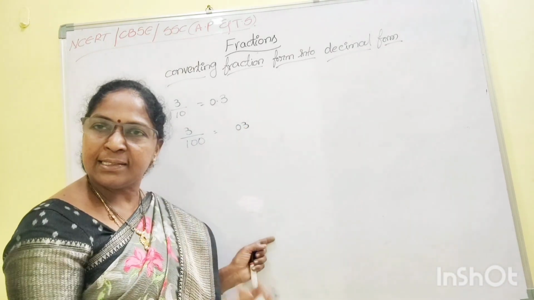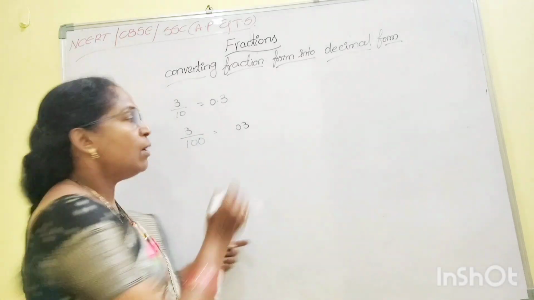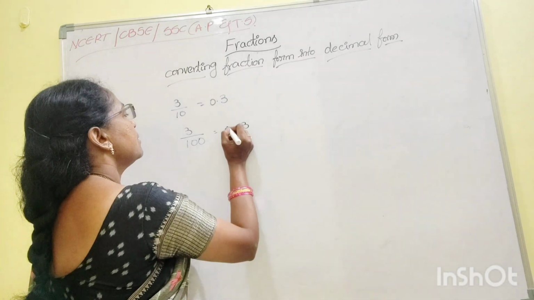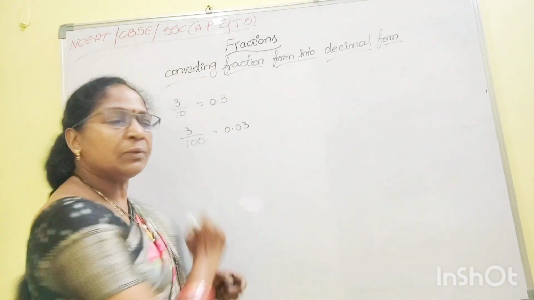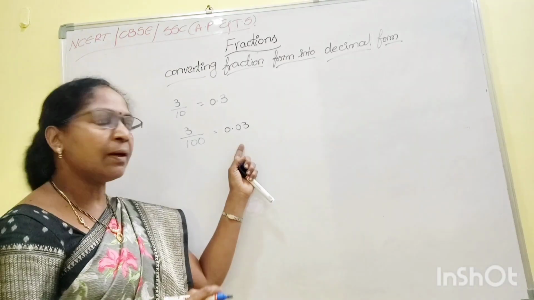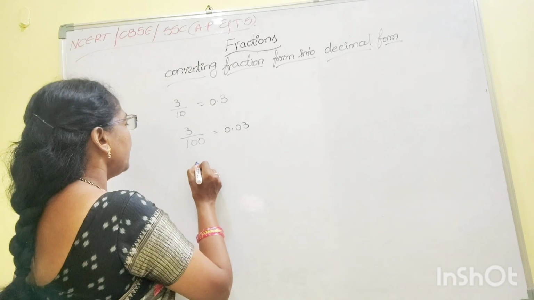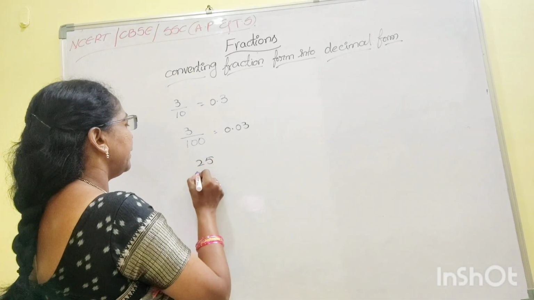Whenever another digit is not there, then put 0. And after the 0 you have to put the decimal point, and here also you have to write 0. So 0.03. What is the equivalent decimal number? 0.03.